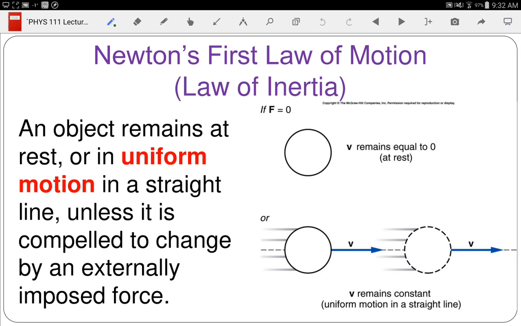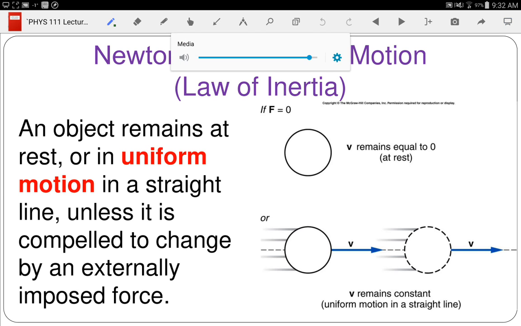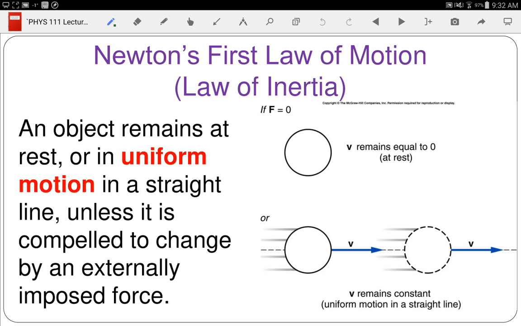So the first law, also known as the law of inertia, says that an object in motion stays in motion unless acted on by a net external force. You'll read different wording in different places, but uniform motion means constant velocity. Of course, velocity has two pieces. What are the two pieces to velocity? Direction and speed. So constant speed and constant direction unless a force acts on it.